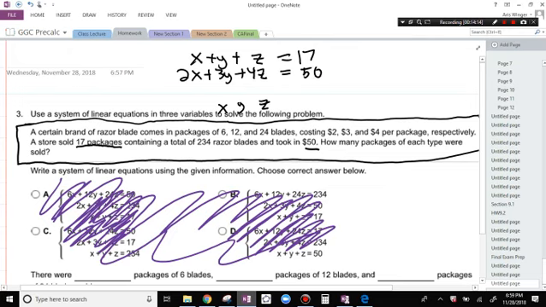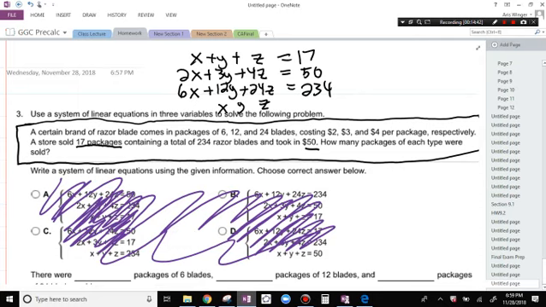And how many razors? 6, 12, right. So there's 6 razors in this package, plus 12 razors in this package, plus 24 in this package, right? Equals 234. Right. That's the system. I'll take any questions about that.